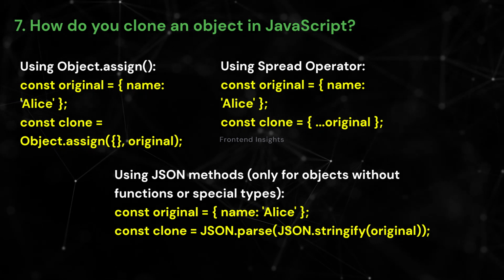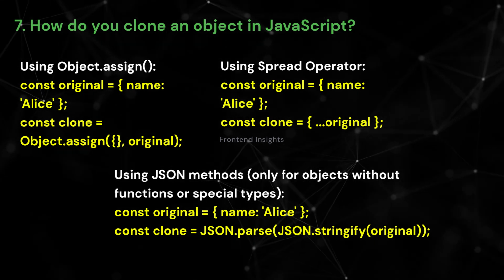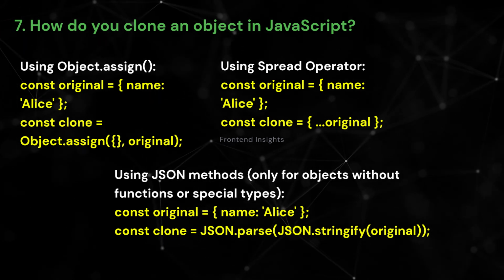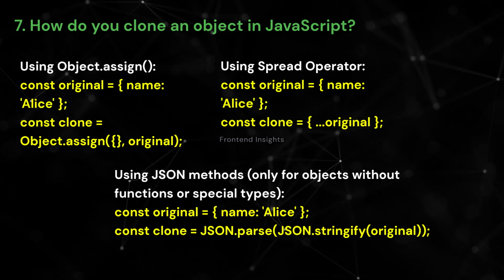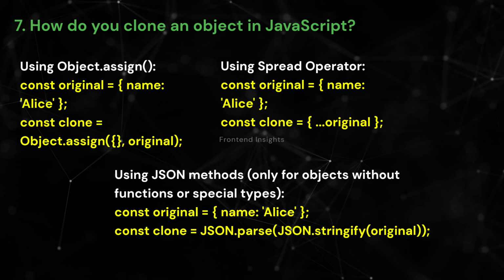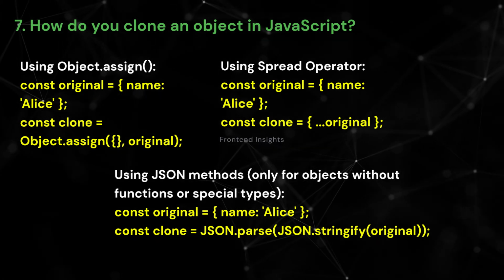Okay, then we have JSON.parse and JSON.stringify, and then the original creates a deep copy, but only works for simple objects without methods or special types like Date. Now move to the next question.